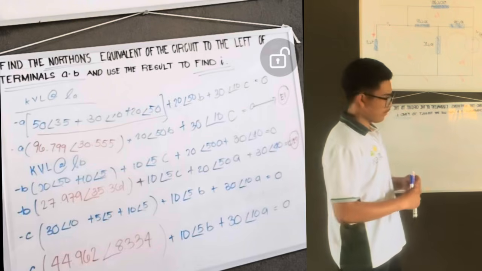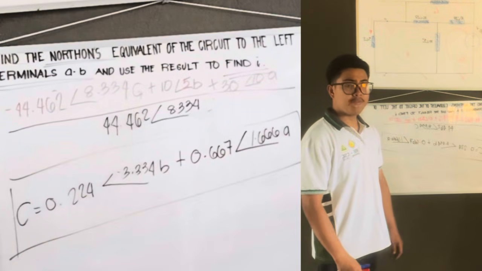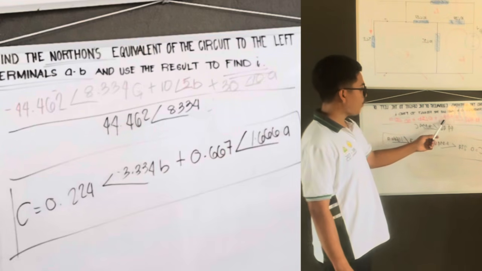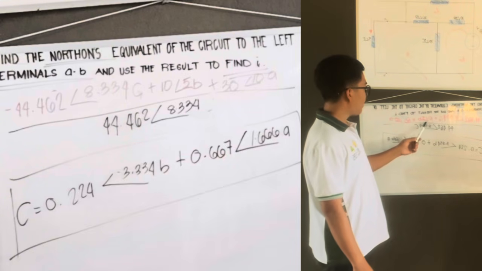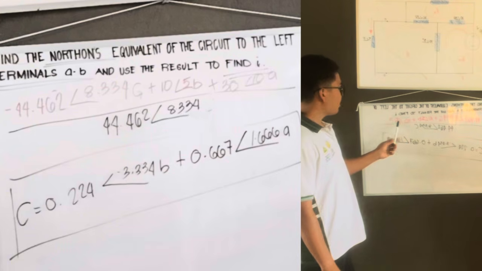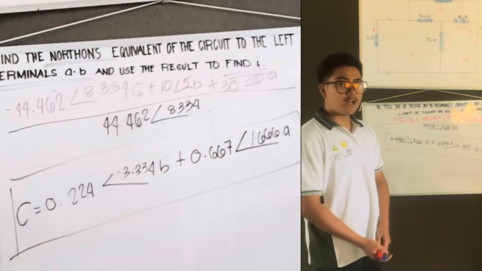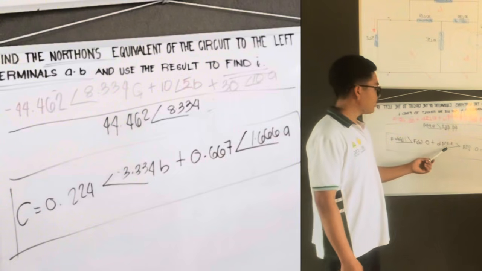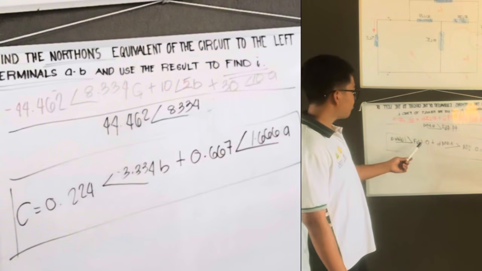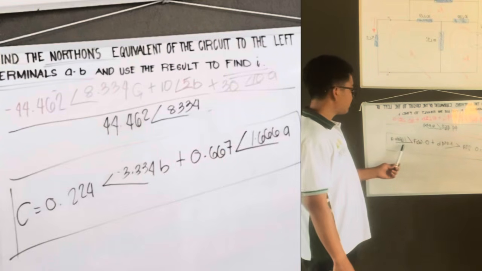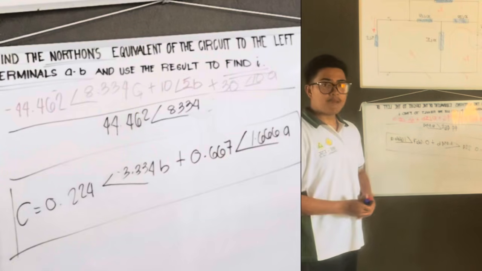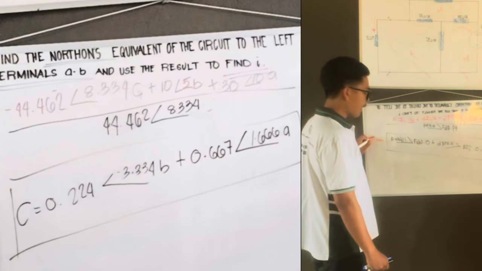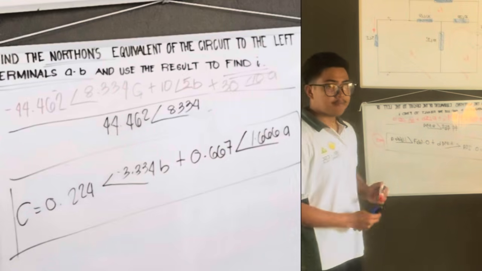Now we are ready to write our values. We will now have 44.462 angle of 33.334 times C plus 10 angle of 5 times B plus 30 angle of 10 times A. Now our value of C, if we input it in a calculator, C is equal to 0.224 angle of negative 3.33 for B plus 0.667 angle of 1.6668. This will be our equation 3 prime.